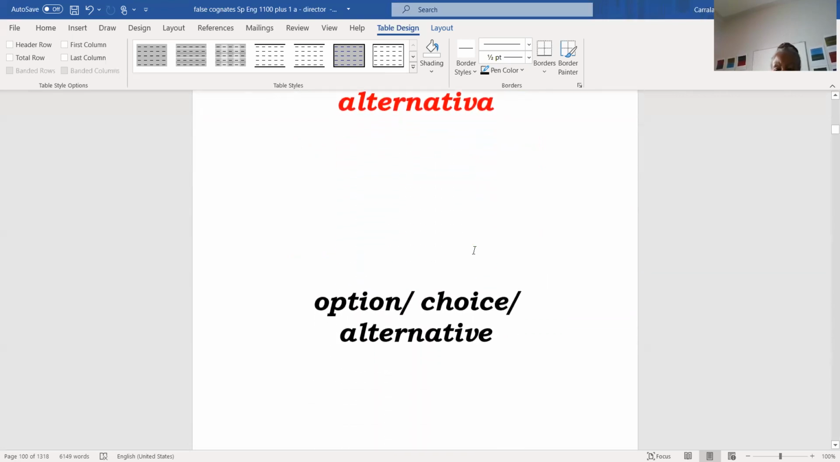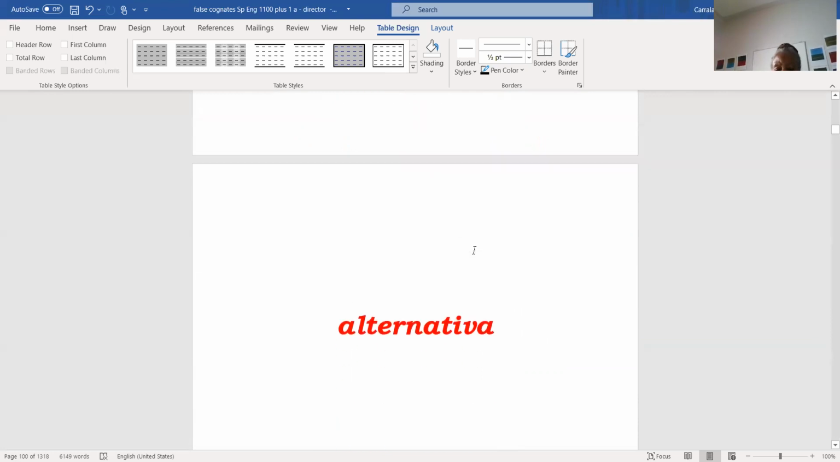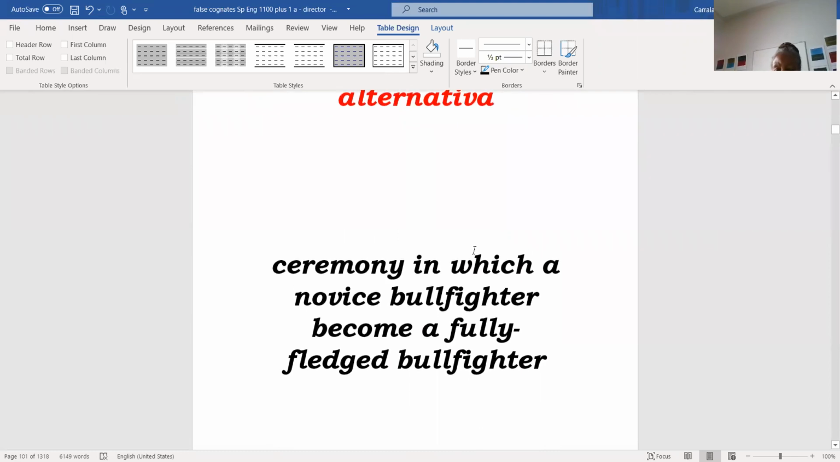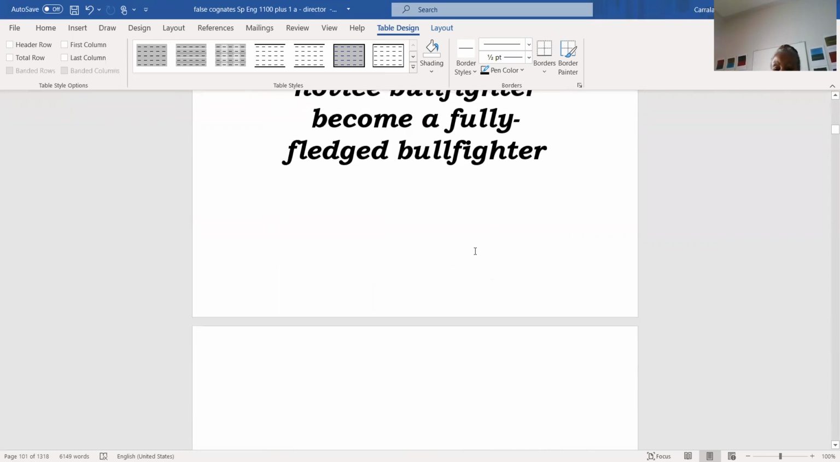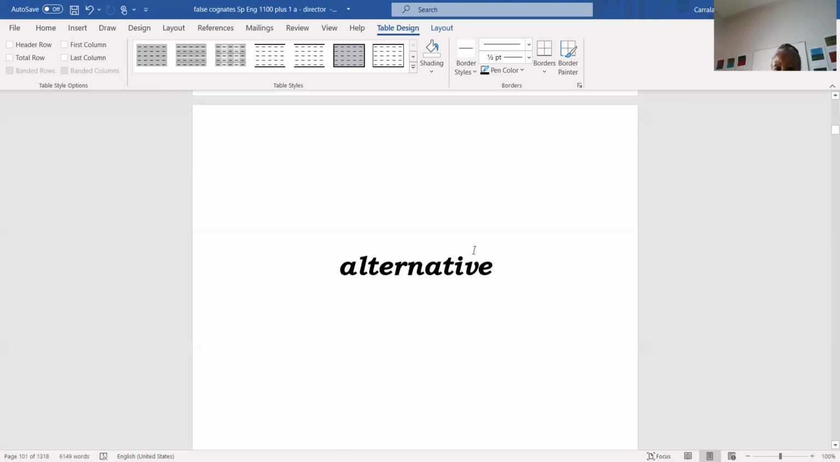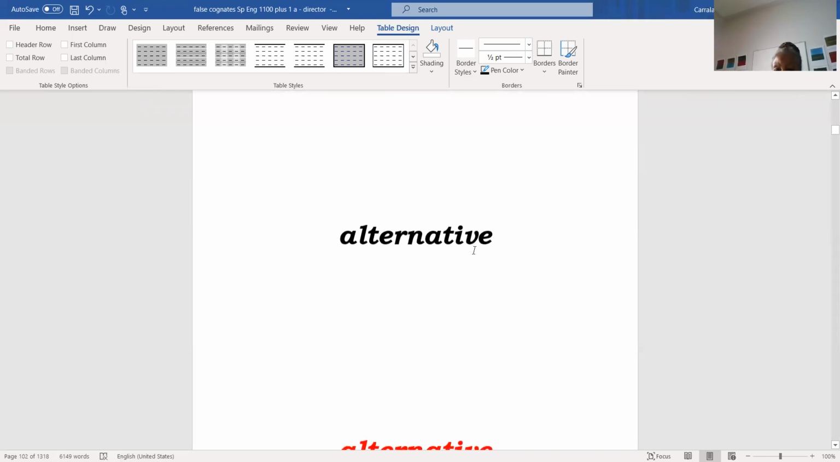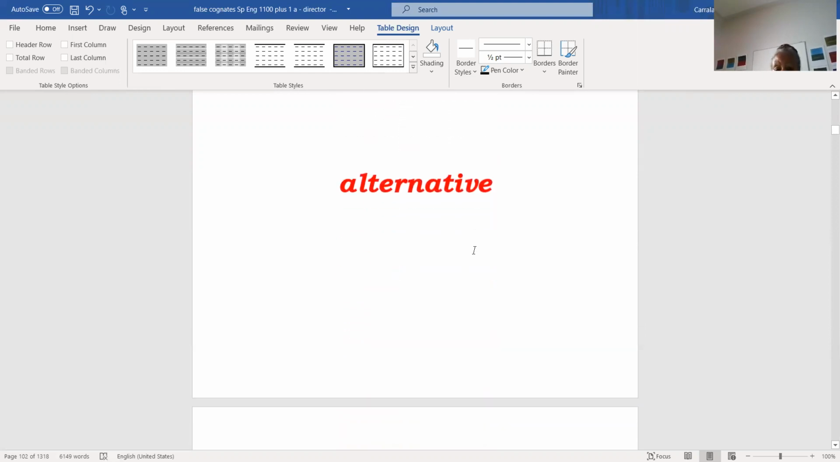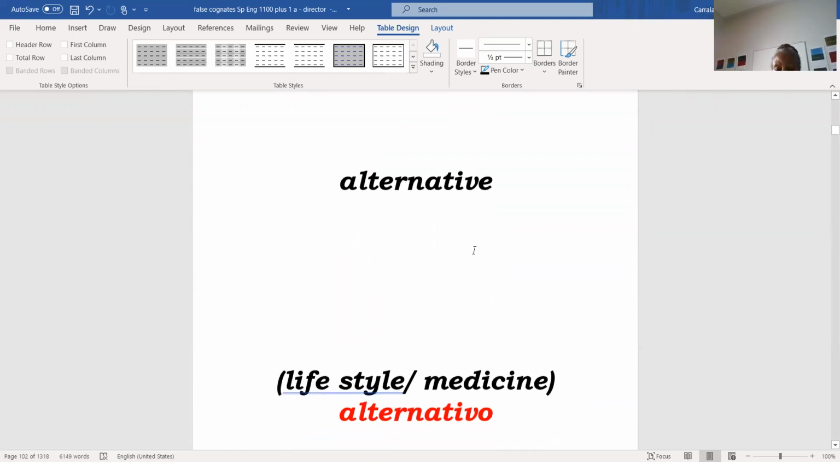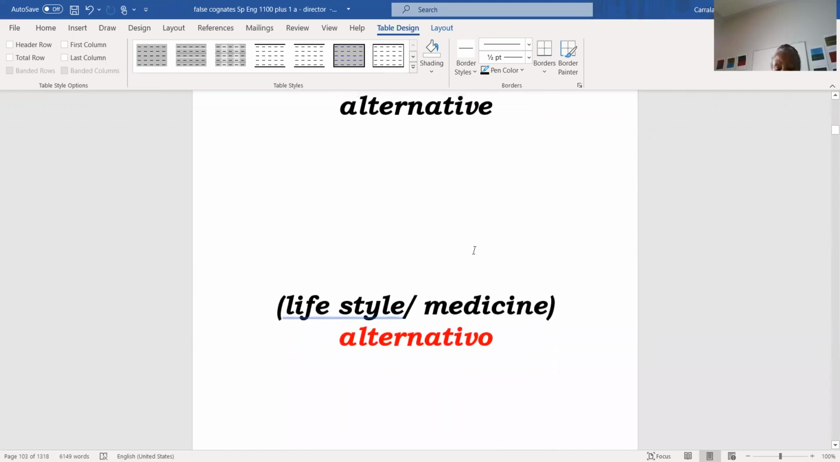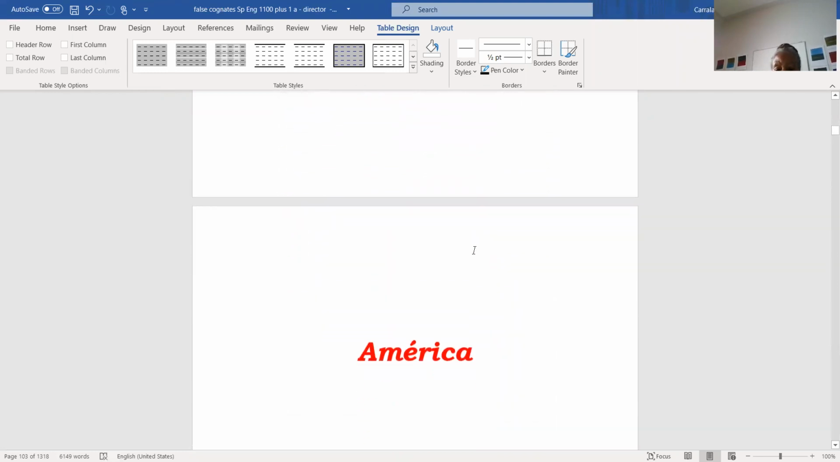Yeah, alternativa. Yeah, that's a true cognate. No, this is not. Bullfighting in English in the United States, except in places where that tradition existed before it became the United States. Doesn't. Now these are two cognates. Okay. Lifestyle, medicine. Yeah, that's more or less the same.